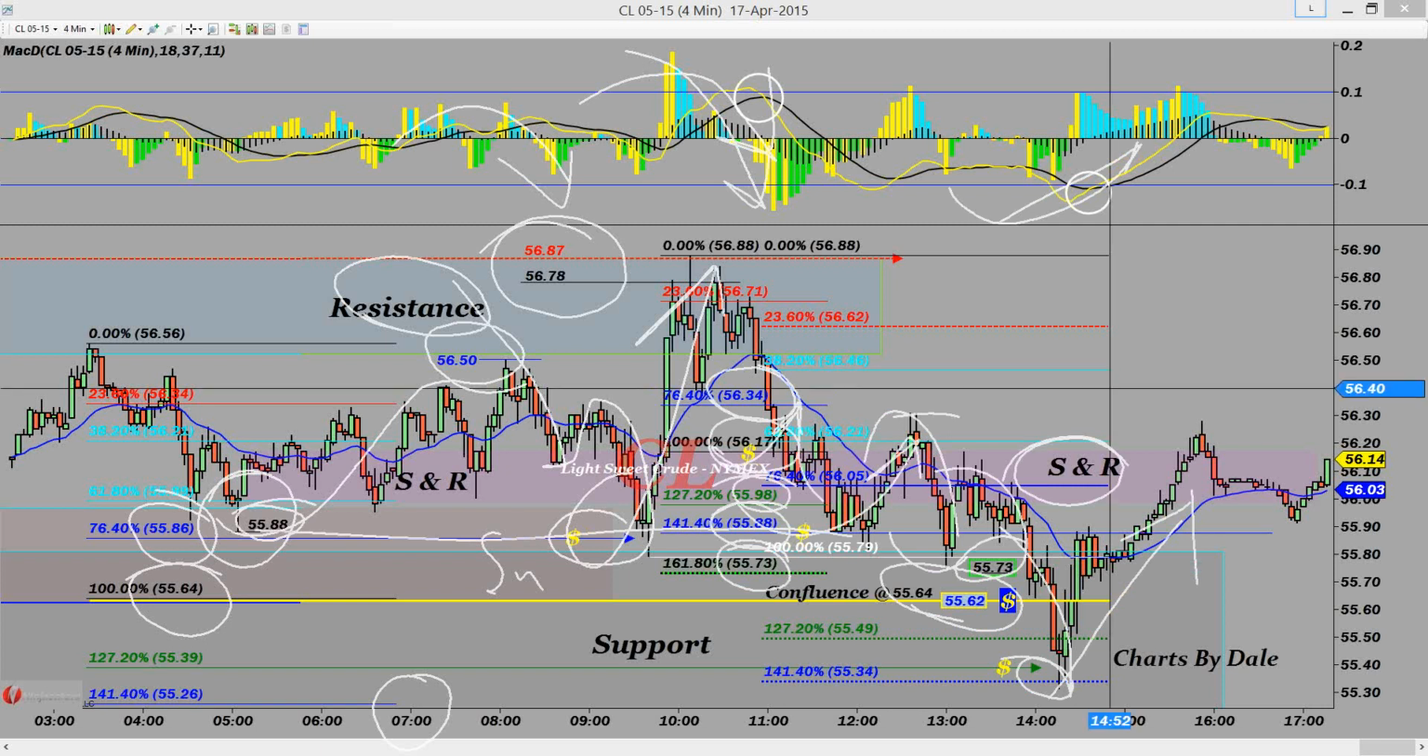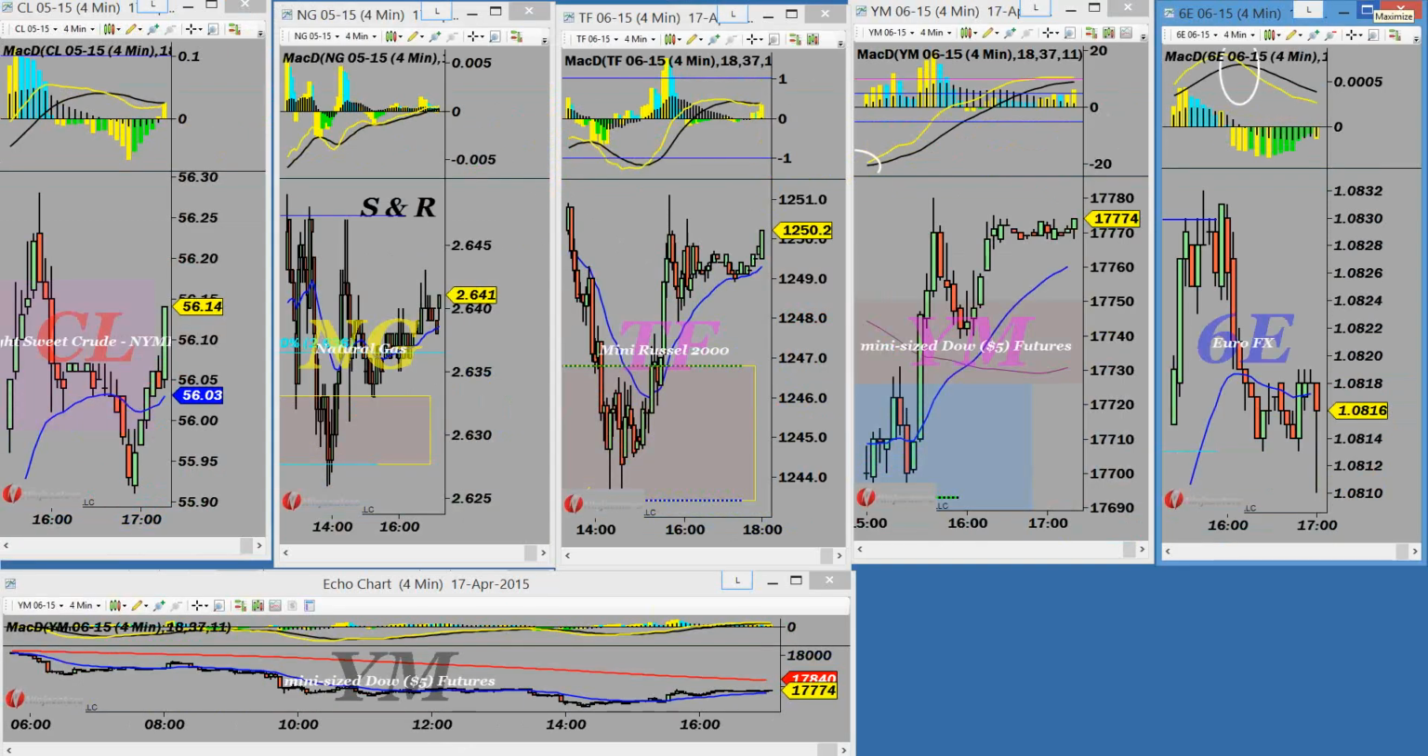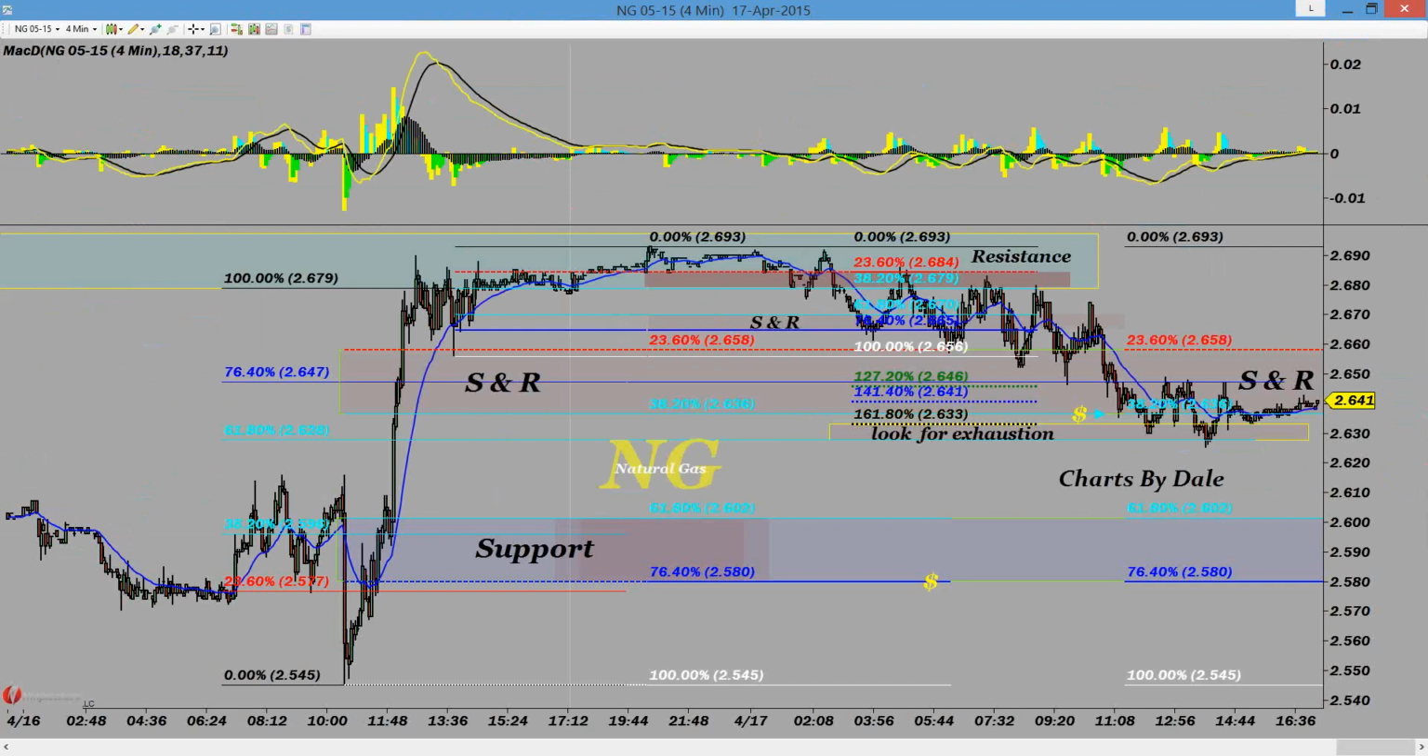Let's go to the next one, and that would be NG. Let's see if we can get there from here. All right, here's the NG chart. And we'll grab that pen again. Just bear with me here.